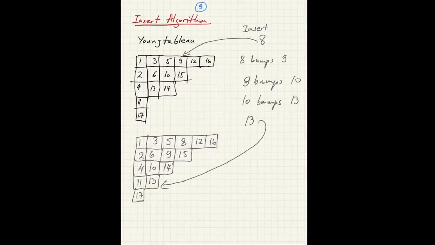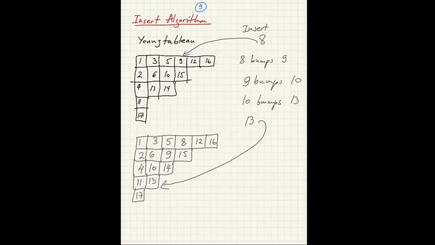And now, in the procedure, you see that the element 13 has been placed in a special position. On this tableau, this position here has no entry to the right of it and no entry below it. That's where 13 has been placed. Usually these positions are called corners of the Young tableau.